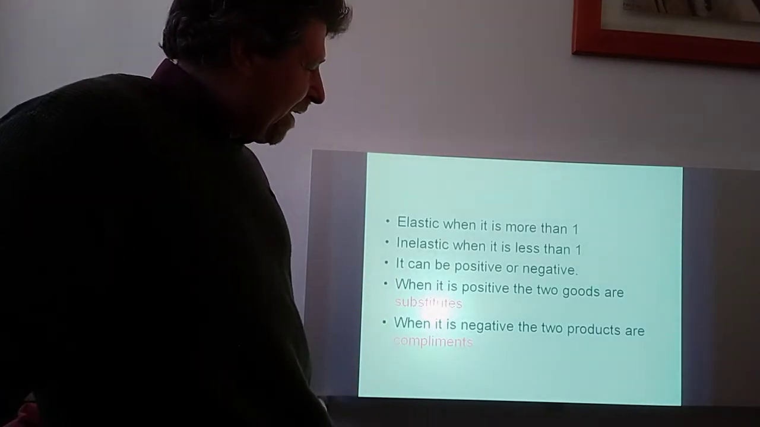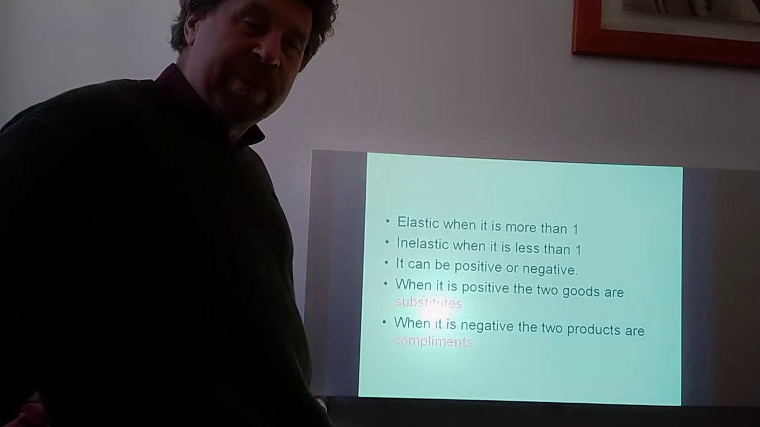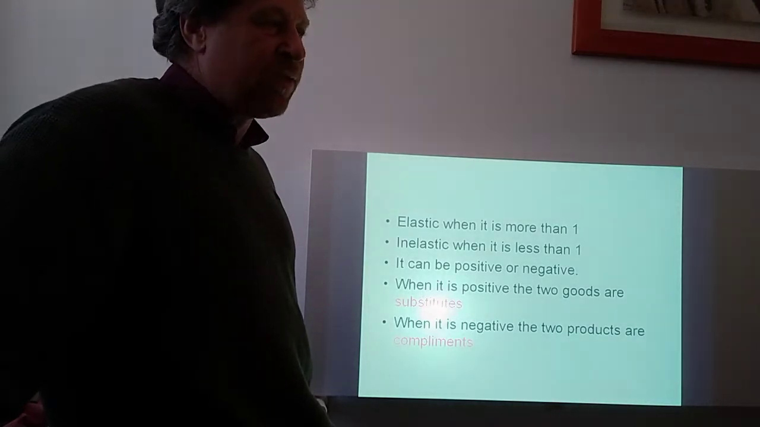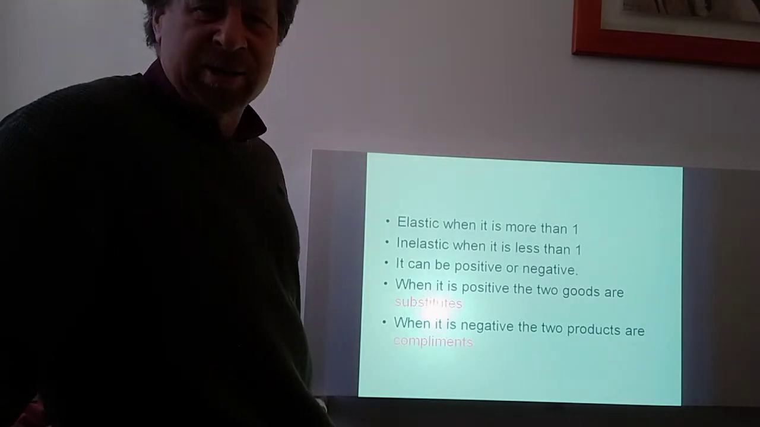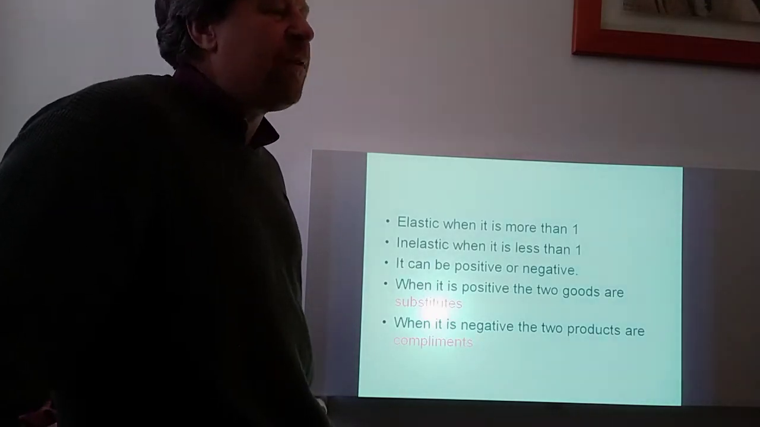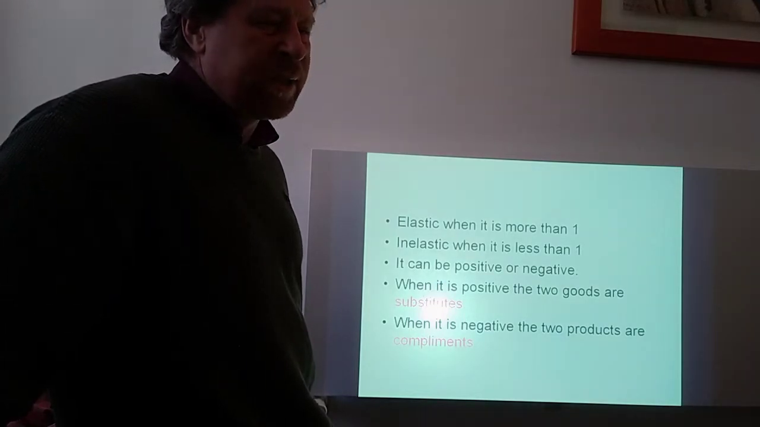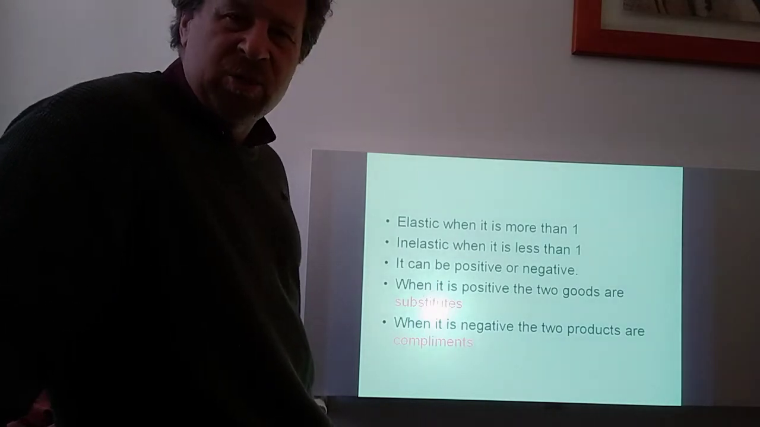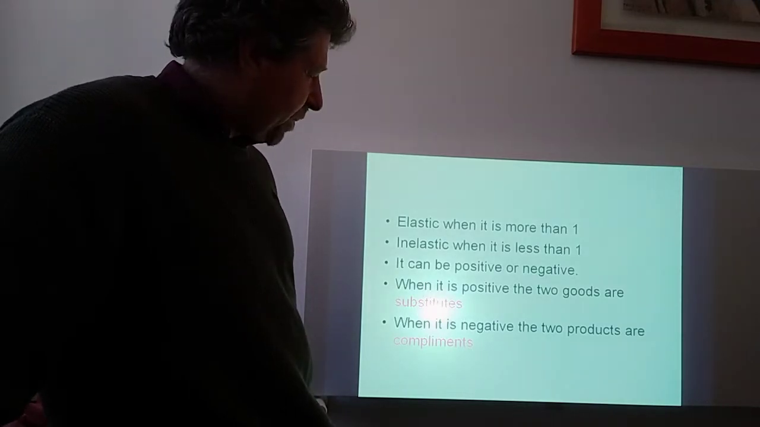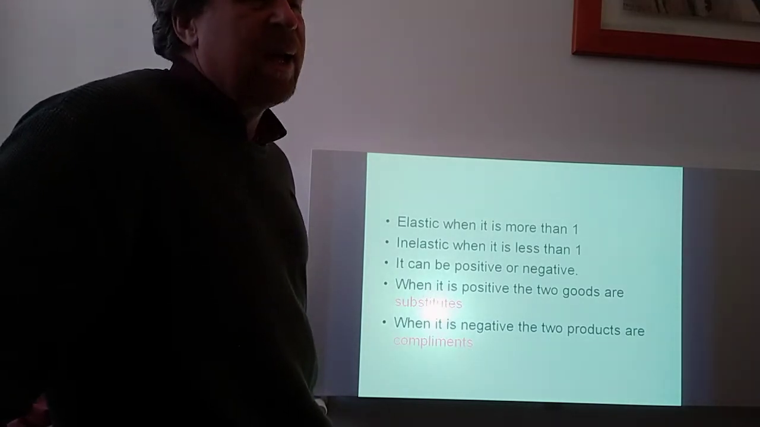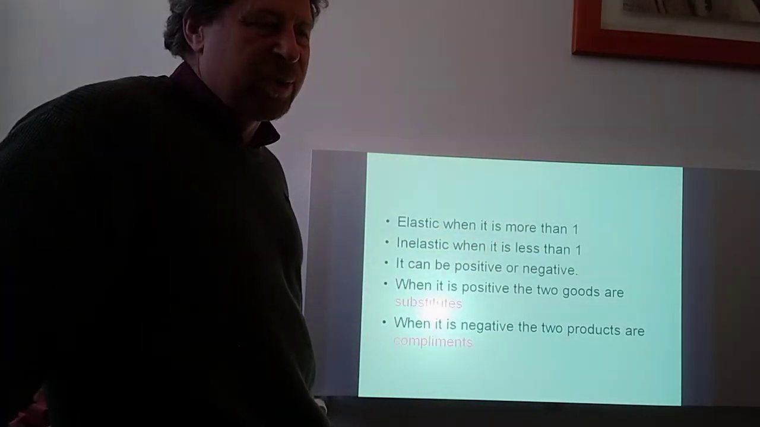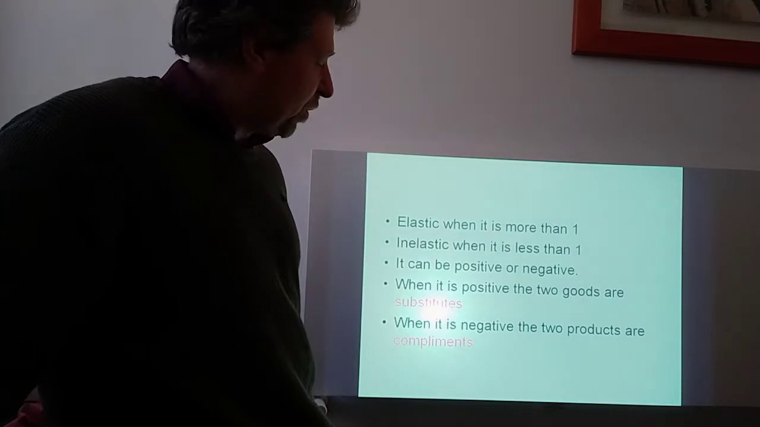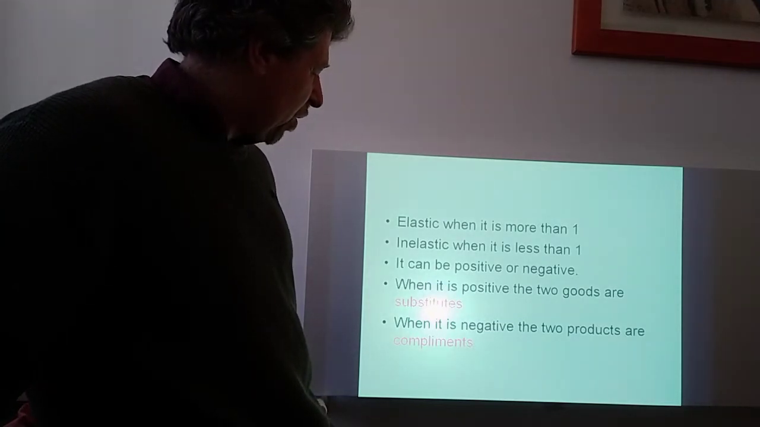When it's negative, the two products are complements. We mean, in this case, for example, petrol and cars. If we buy more cars, we're going to use more petrol. Or software and computers. If we buy more computers, we're going to use more software. So those are called complements.